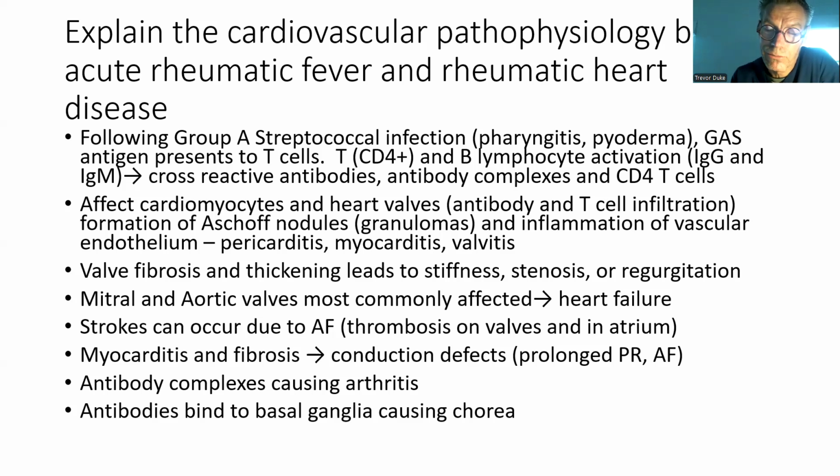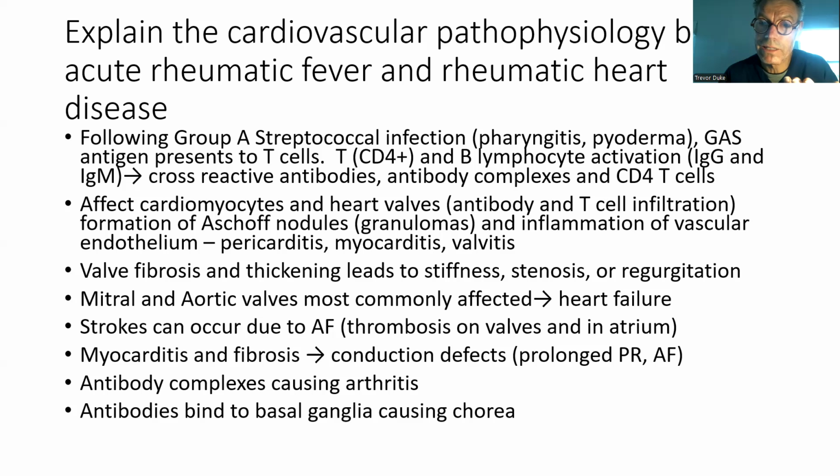You'll be familiar with CD4 cells and CD8 cells, CD4 cells being T helper cells and CD8 cells being T killer cells. It's the CD4 cells and B lymphocyte activation that is involved in the genesis of rheumatic heart disease and acute rheumatic fever. The bacterial antigens of group A streptococcus stimulate T cells, especially T helper cells, and they stimulate B lymphocytes to produce IgG, immunoglobulin G, and IgM, immunoglobulin M, and they're antibodies against the group A streptococcal antigens, but they also happen to cross-react.